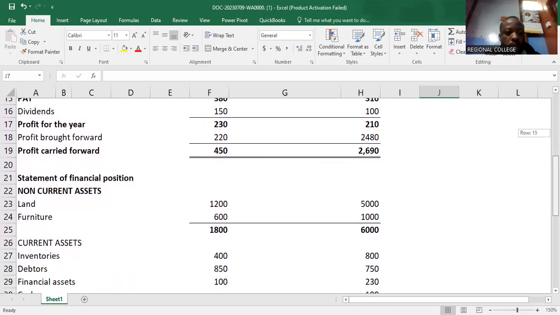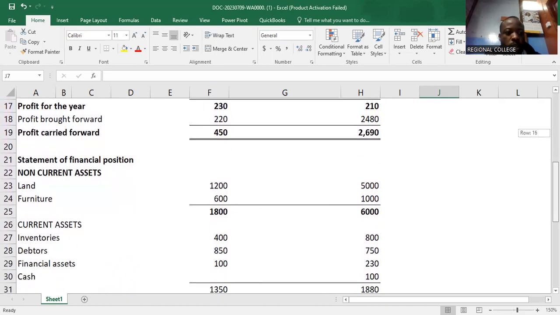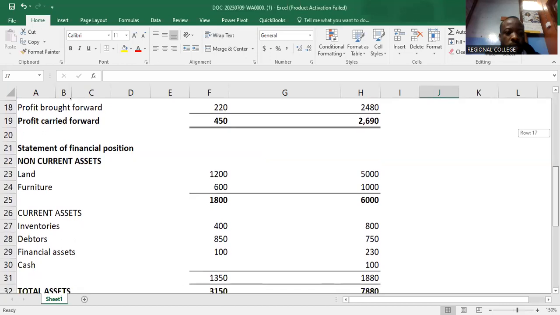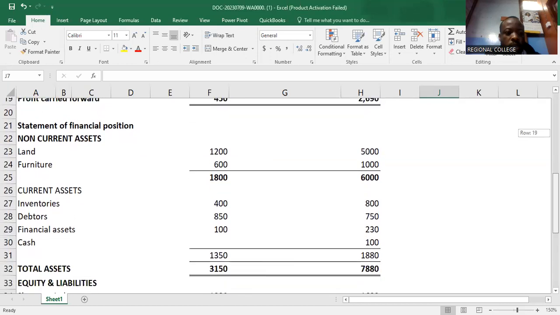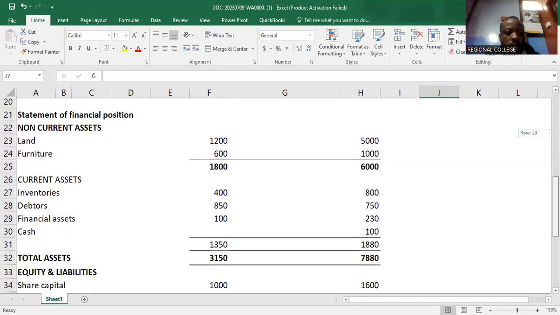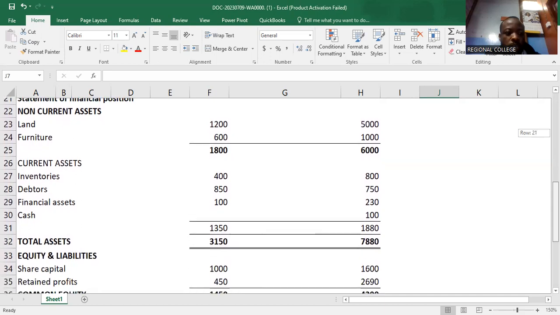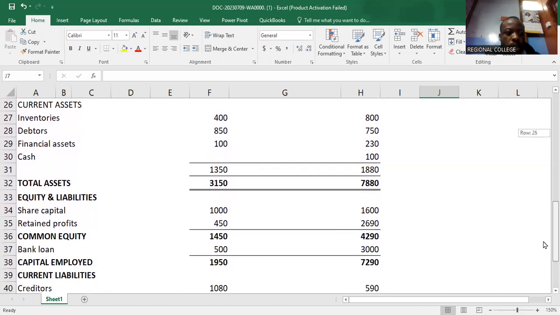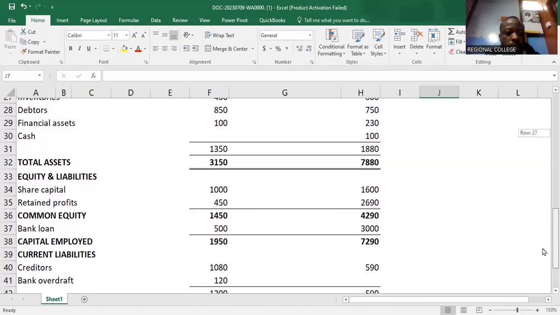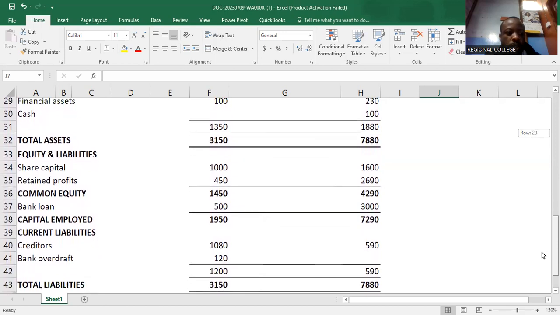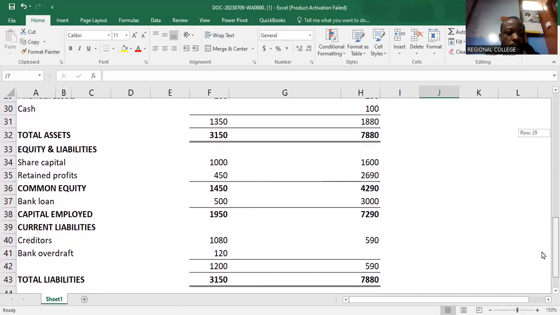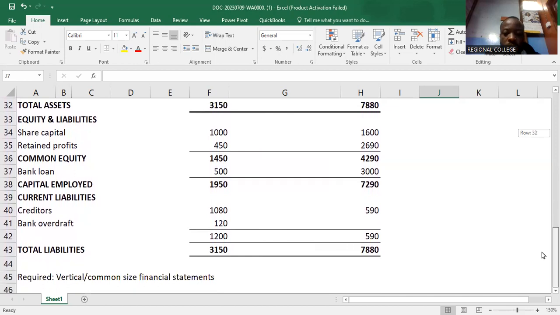In the balance sheet, we have non-current assets, land, furniture. Current assets, you have inventories, debtors, financial assets, then we have the cash. Then equity, you have share capital, retained profits. Then we have the bank loan, current liabilities, creditors, and the bank overdraft. So you can now try to do the vertical or common size analysis.